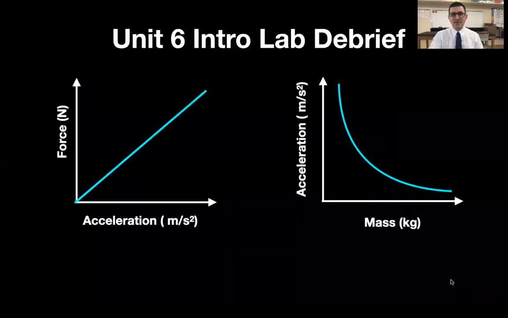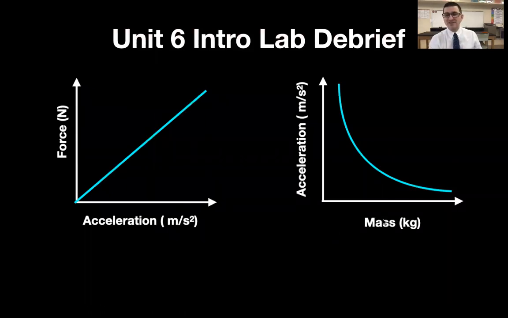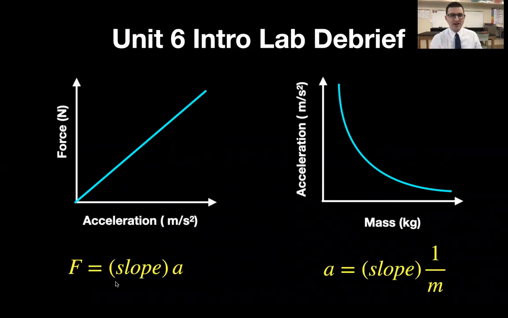So first, let's talk about the lab discussion that we had in class today. The groups that did force versus acceleration found their graphs to be linear, and the groups that did acceleration versus mass found their graphs to be nonlinear, actually inverse. So when we linearize this and then write the equation for both of the graphs, we find that force equals the slope times the acceleration. And then the acceleration equals the slope of our linearized graph times 1 over mass.